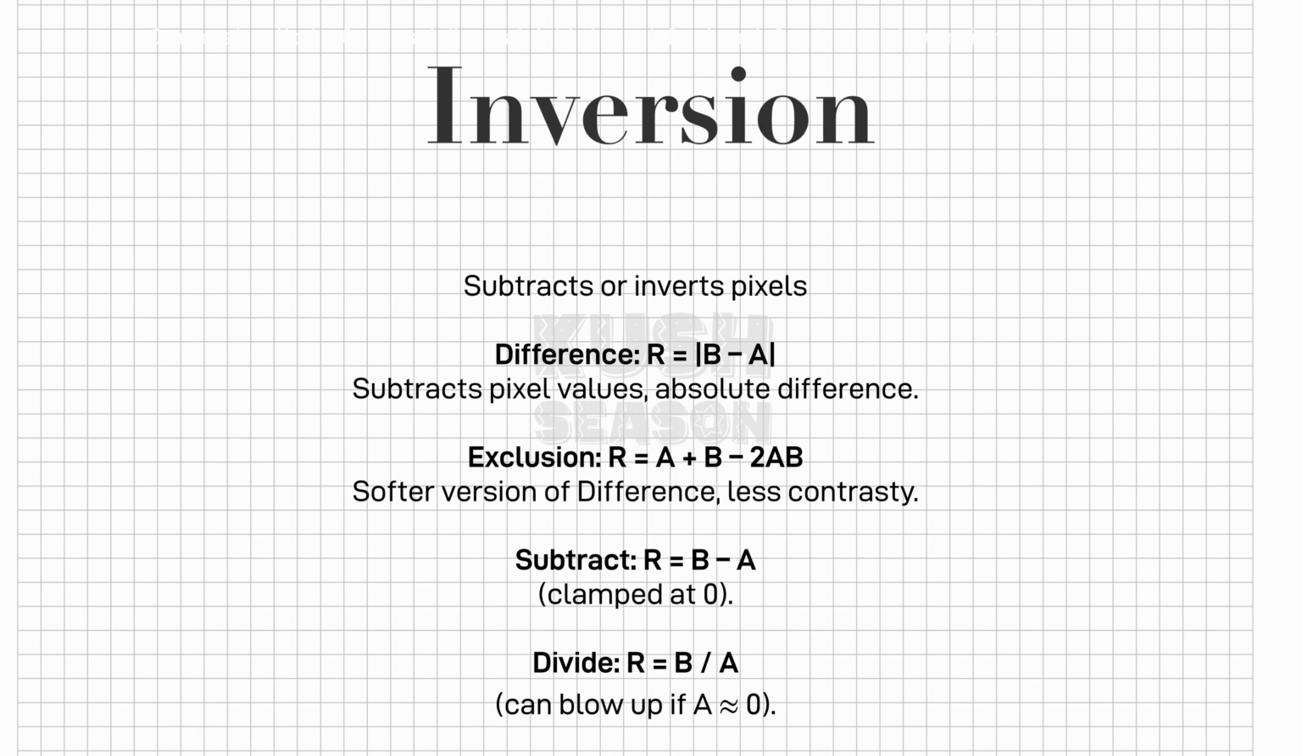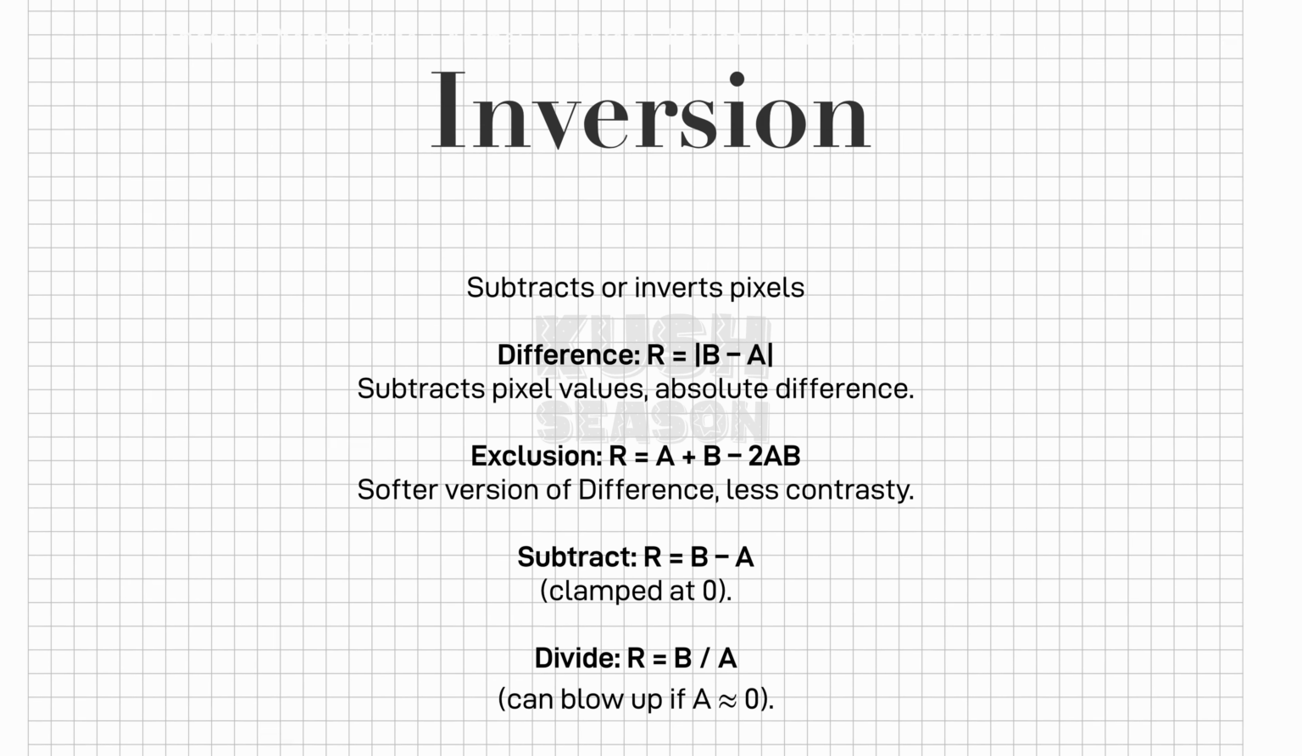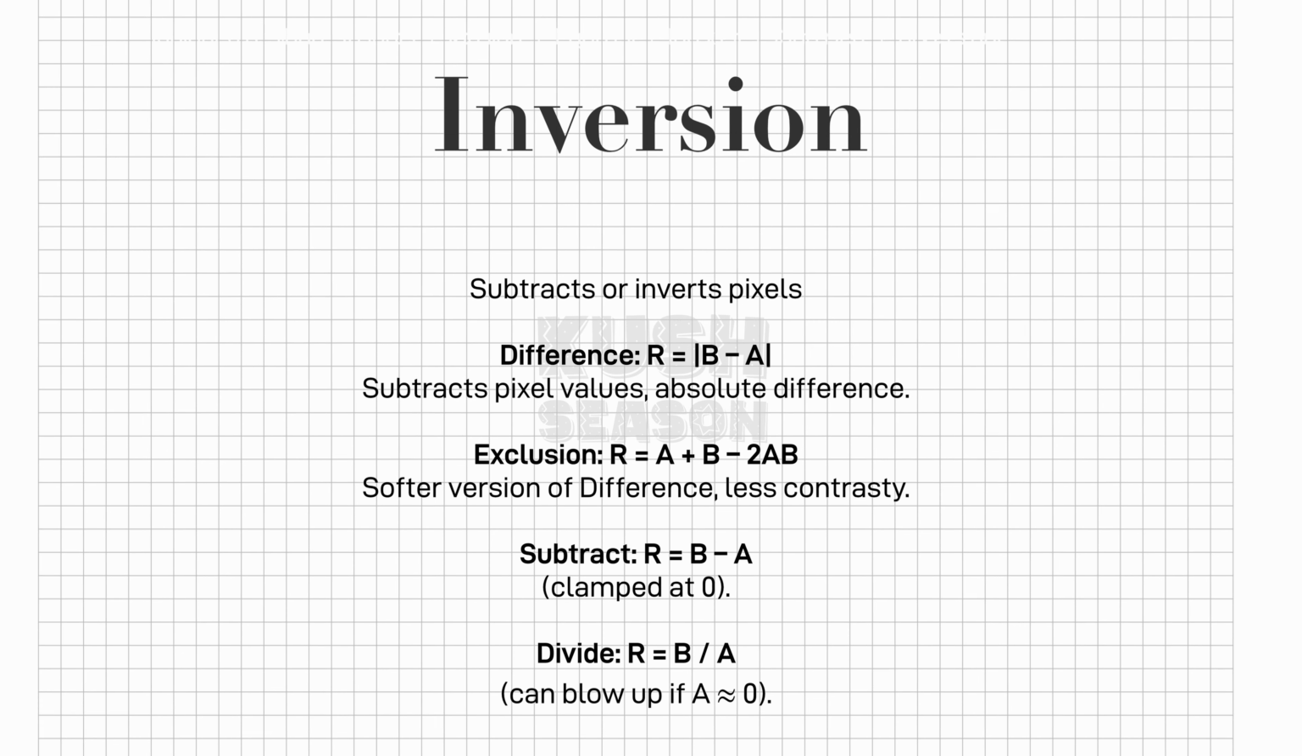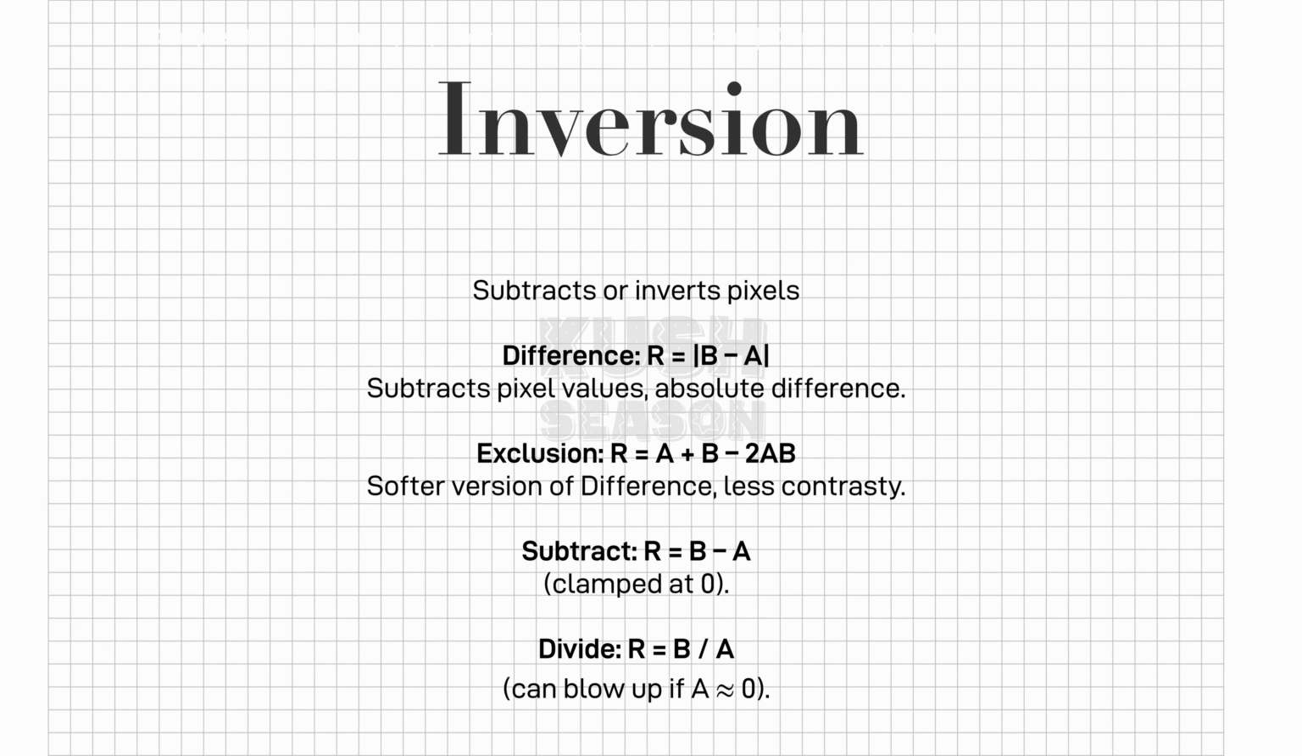Next group is inversion. What inversion does is it inverts. Think of that negative filter, it subtracts or inverts pixels. Inversion has 4 groups. Those 4 groups are difference, exclusion, subtract, and divide.